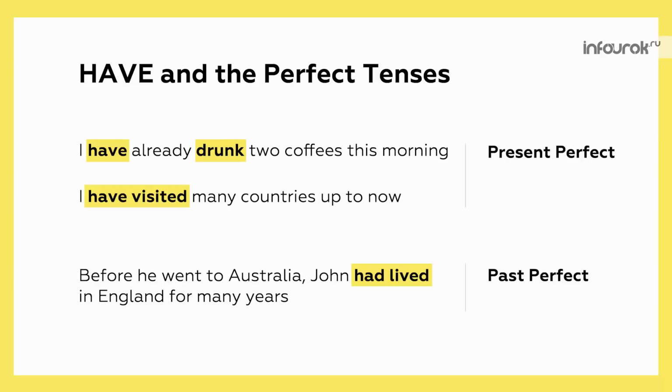The past perfect is used a lot less in English, and it describes, in a sense, a past before the past. So it's a bridge between a past which is far away and the simple past. For example, before he went to Australia, John had lived in England for 10 years. So first he lived in England, then he went to Australia. Both are past actions, but one happened before the other.